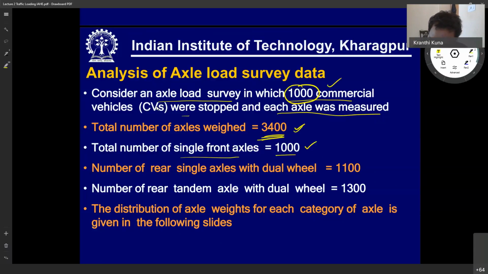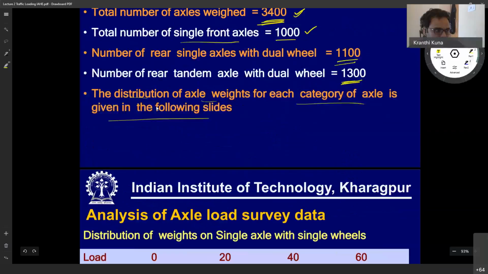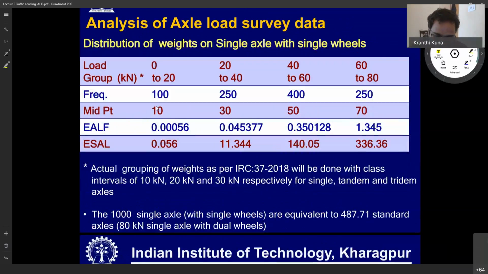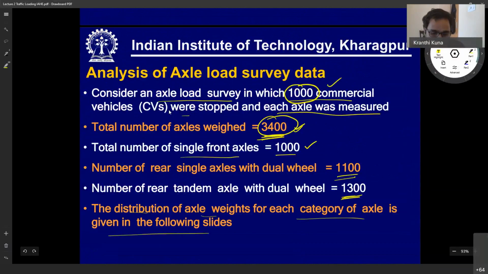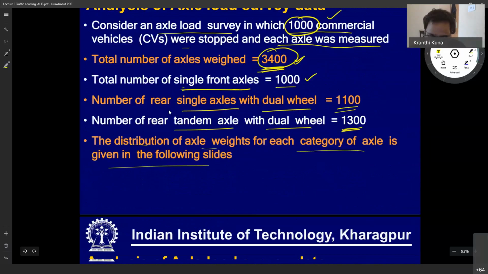Number of rear single axles with dual wheel is 1,100. Number of rear tandem axles is, you know, we discussed what is tandem axle and tridem axle. So you have 1,300 tandem axles, and assume you do not have any tridem axles. The distribution of axle weights for each category is given in the next slides. So this is the distribution. For example, you have done the axle load survey and found 3,400 axles, and you categorized them into single front axle, single axle with dual wheel, tandem axle with dual wheel. Okay, 3 categories.